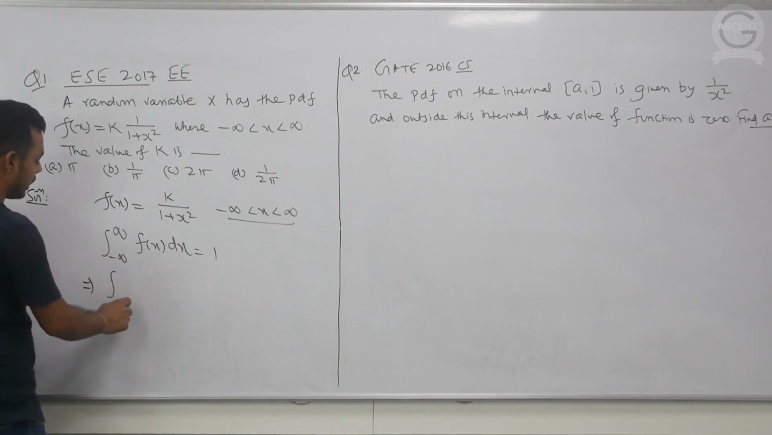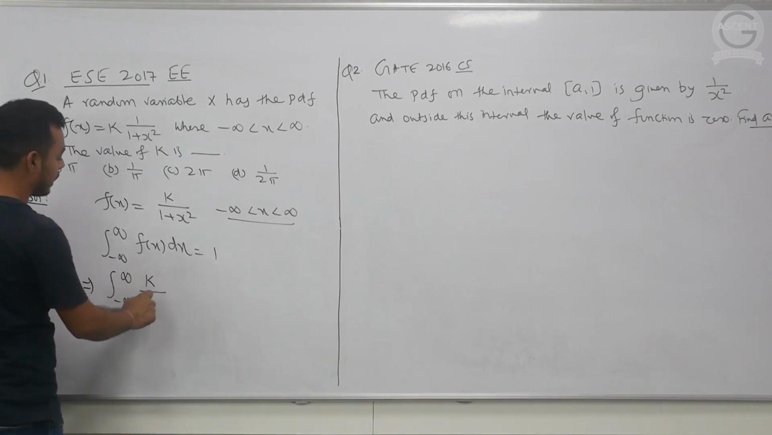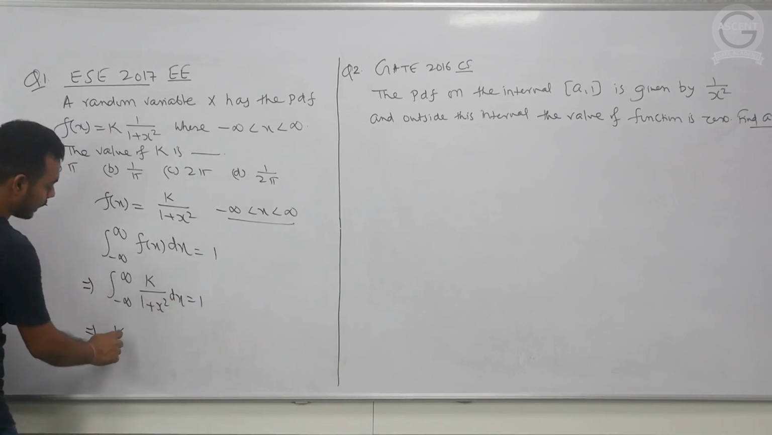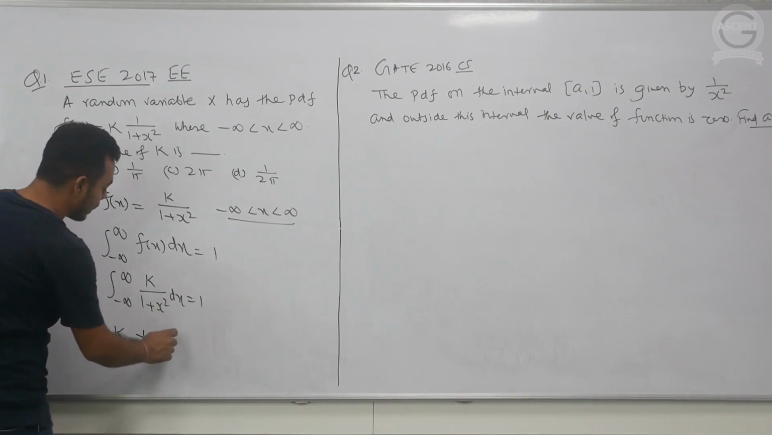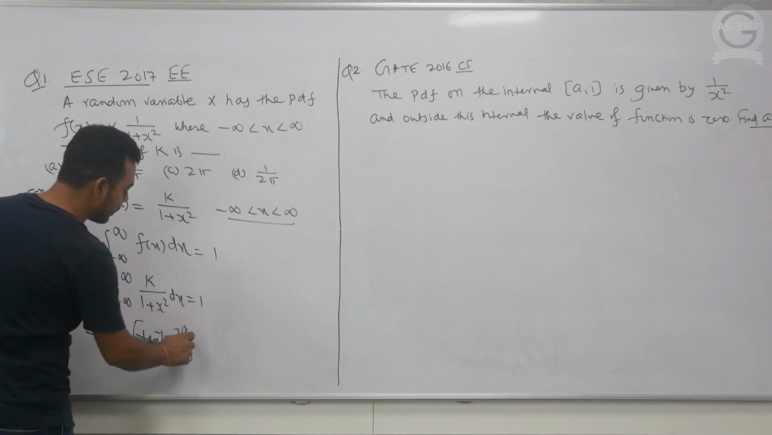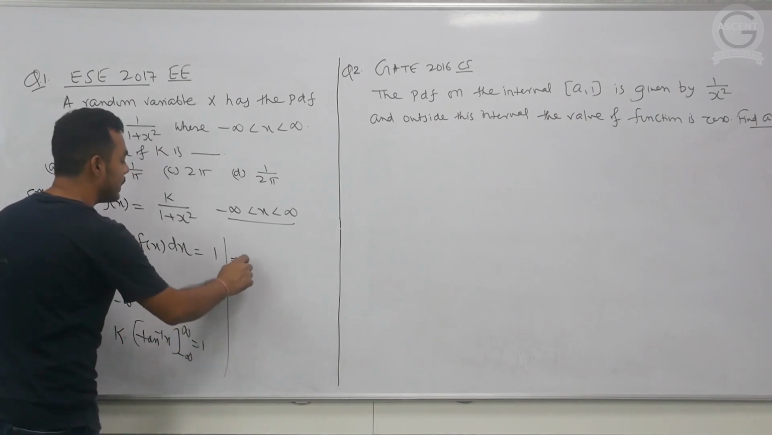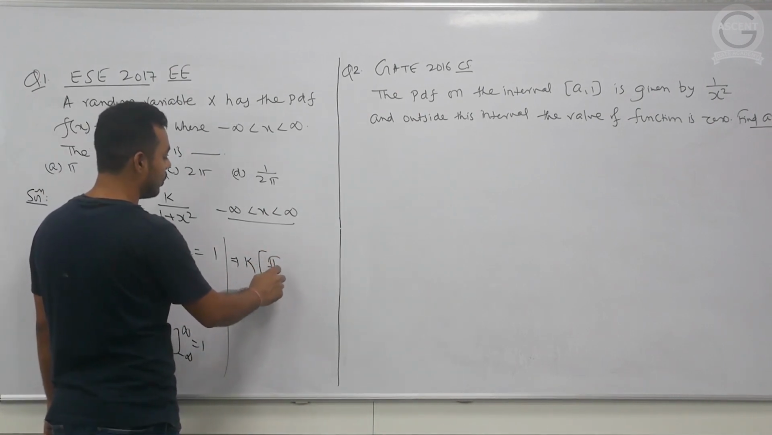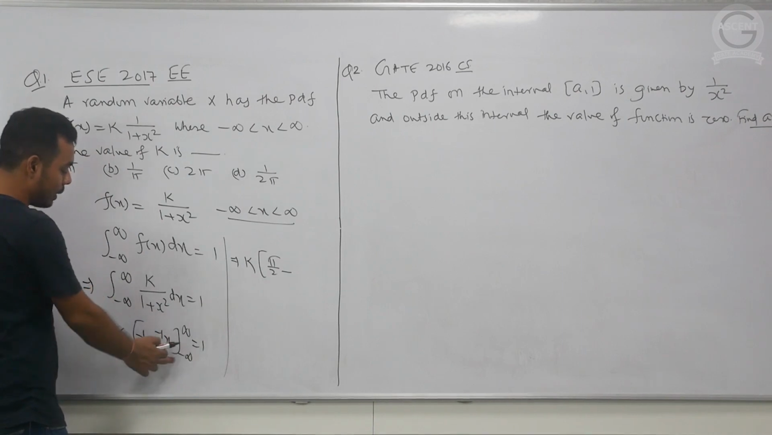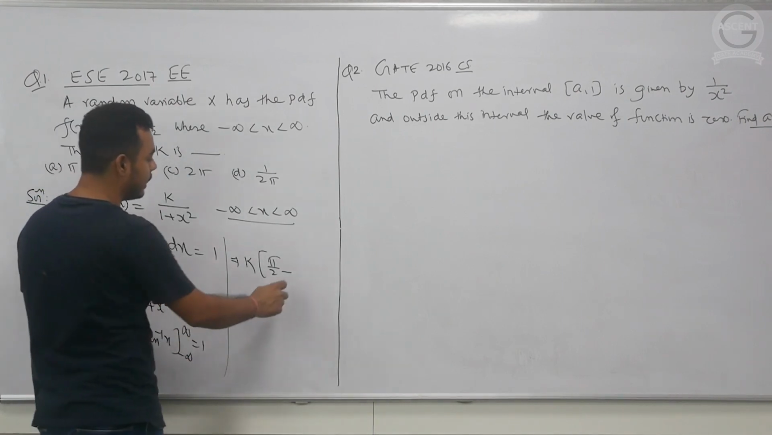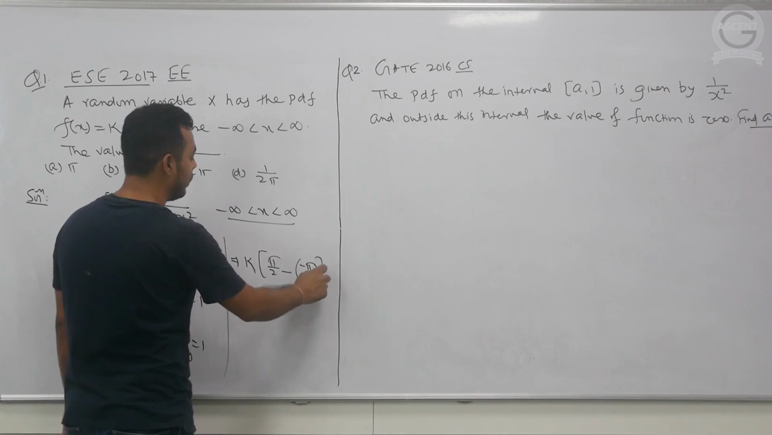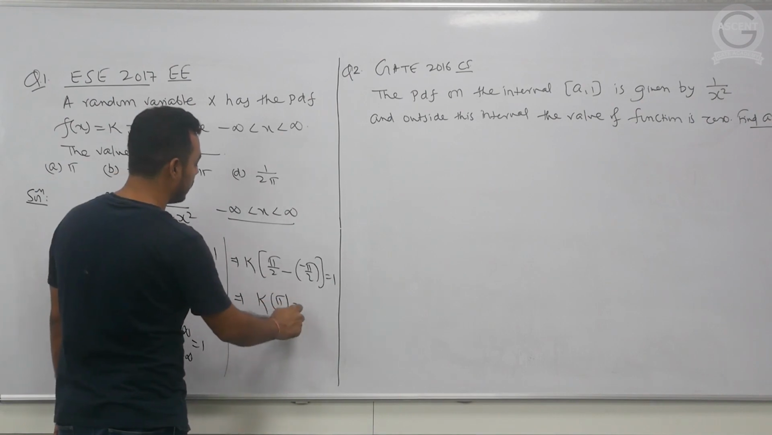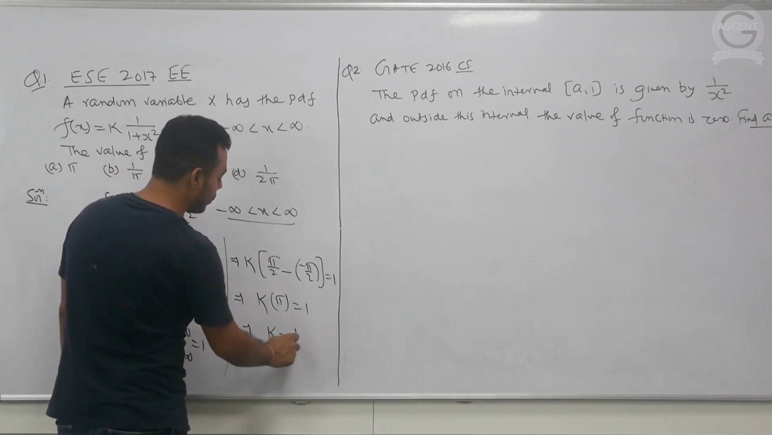So I can write this as integration minus infinity to infinity k by 1 plus x square dx. This will be 1. I can take k outside, tan inverse x, and the limit from minus infinity to plus infinity, this will be 1. So this implies k into, if I place the upper limit, I will get tan inverse infinity, which is pi by 2, minus, if you place the lower limit, you will get tan inverse minus infinity, which is minus pi by 2. So this value will be 1. This means k into pi by 2 minus minus plus, so this will become pi, is 1, and finally you will get k equals 1 by pi.